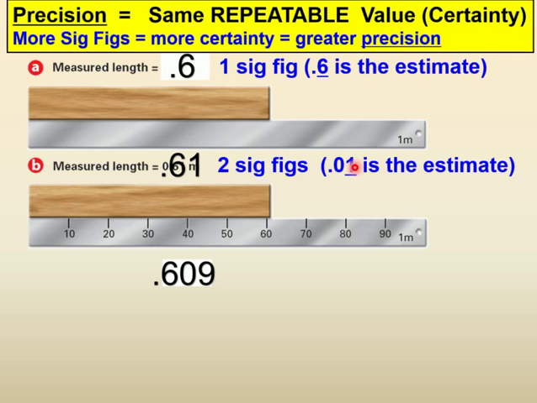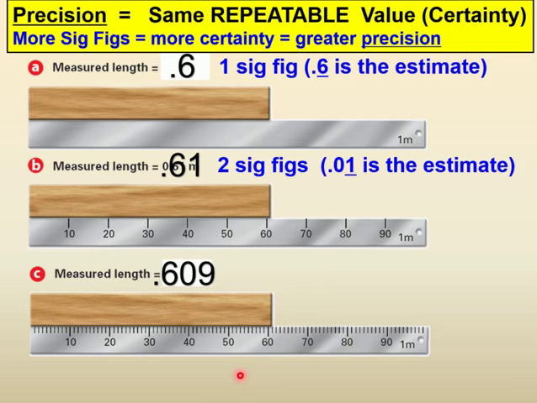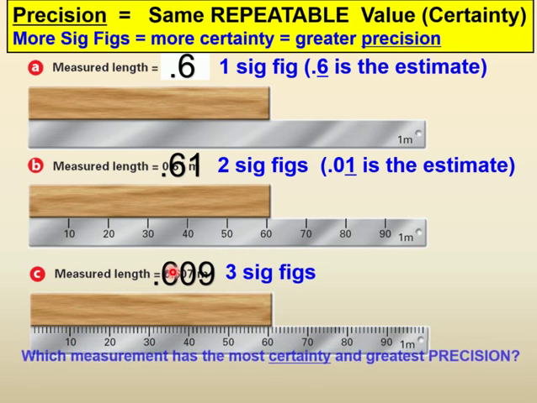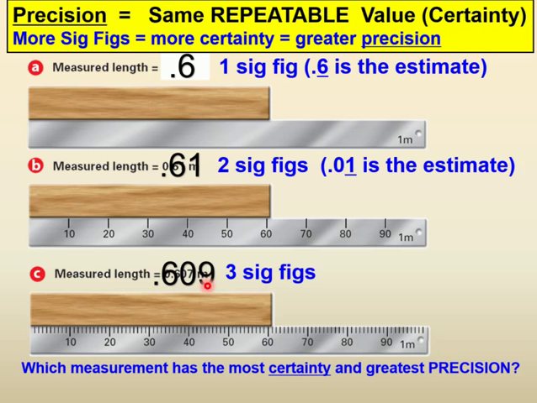The one in the hundredths place is the estimate. Moving on, here we have a meter stick with millimeter indications. So now I know for sure that we're in the 0.6 meters range. I can now see, because of this millimeter bar, that I'm not quite to 0.61. I'm actually less than that. I'm actually going to estimate 0.609. So here I have three significant figures, the 6 and the 0 being certain, the 9 being an estimate.